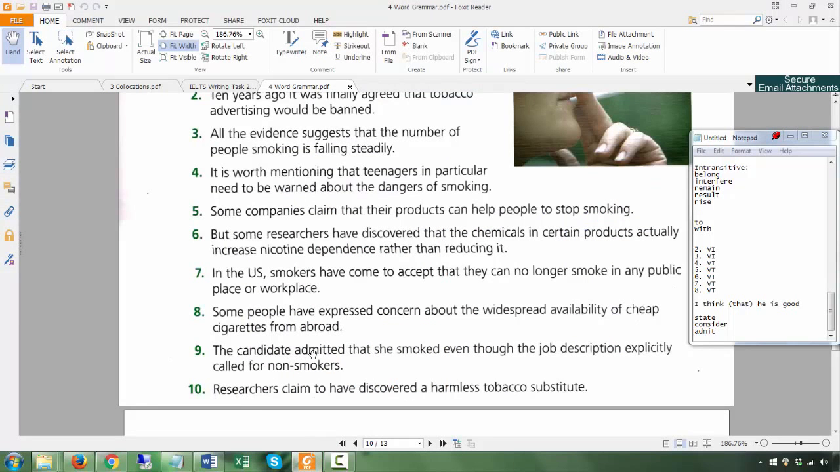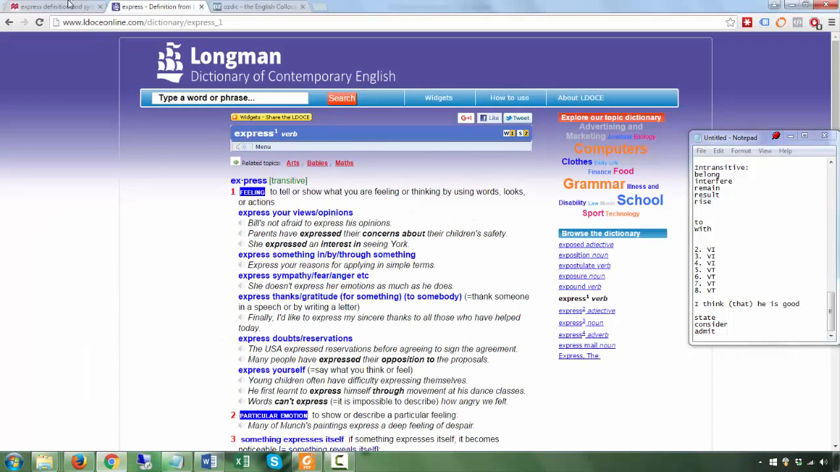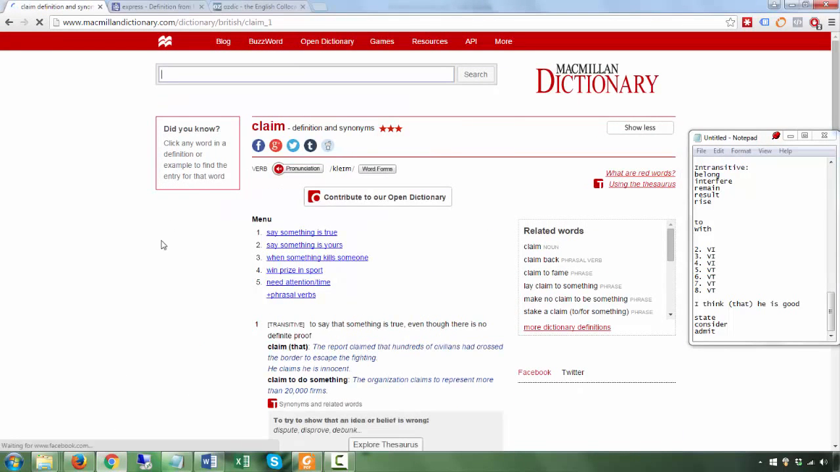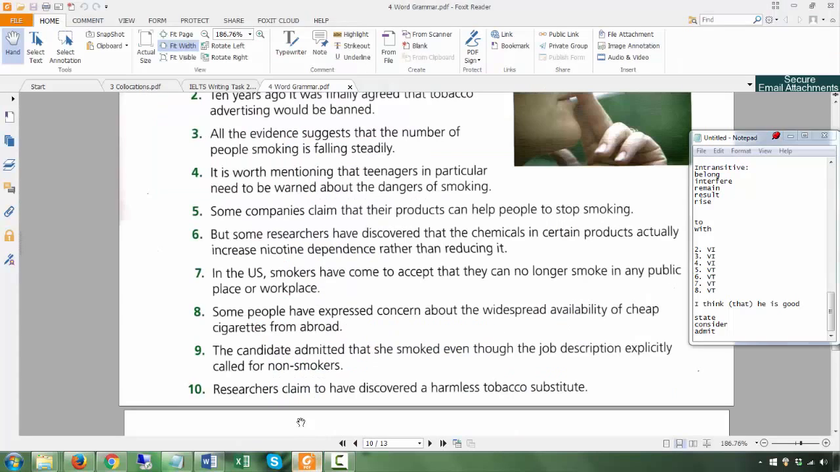Admitted that, you can use the verb admit with that. Now, claim to have, there's no that here. But let's have a look at claim. The verb claim, you can use that. It's just that in this sentence, they are not using claim with the pattern that.